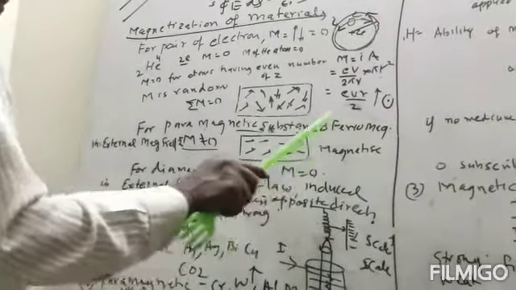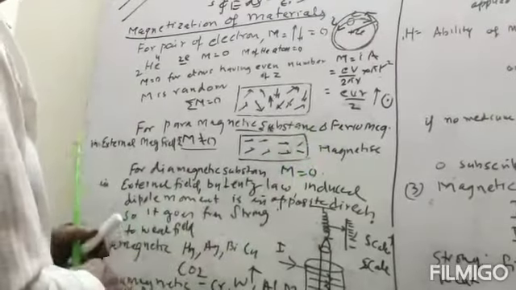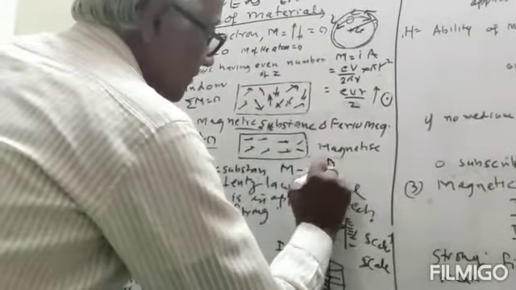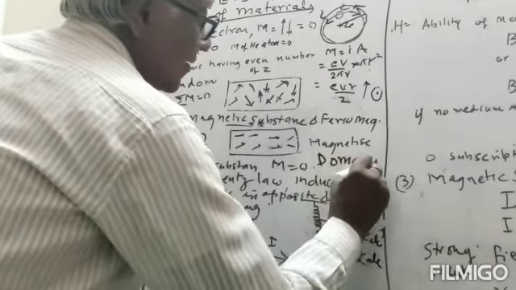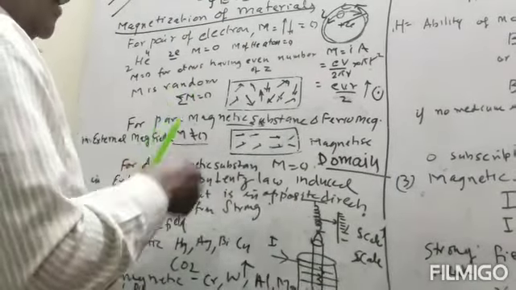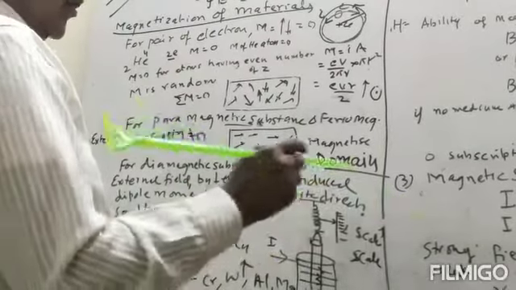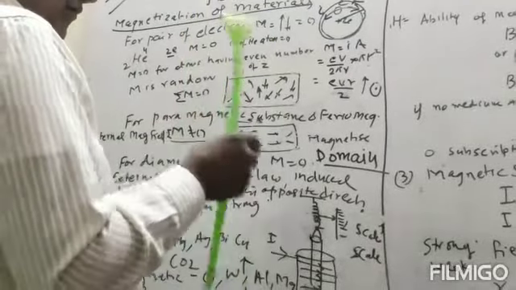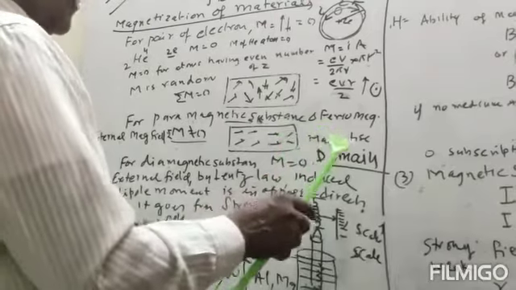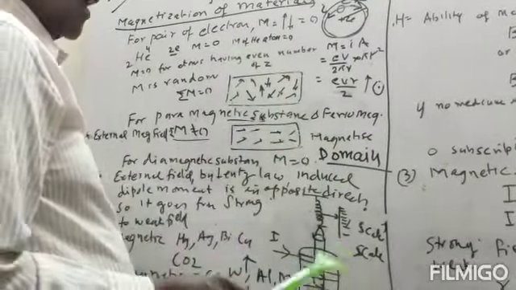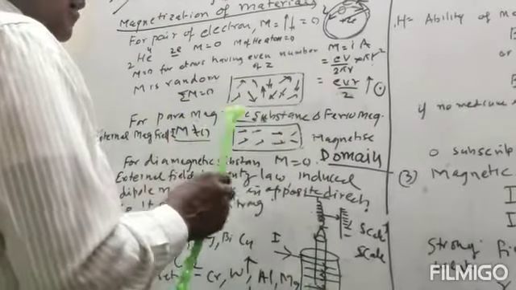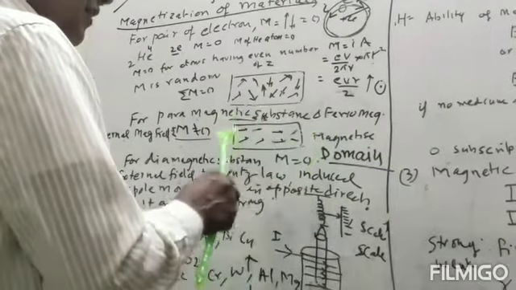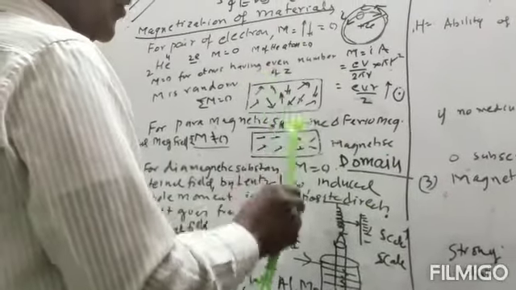Now in the case of a ferromagnetic substance, we explain by the theory of domains. What are domains? Domains are very small volumes in which the direction of the magnetic moment is the same. When no magnetic field is applied, the domains are random. But when we apply the magnetic field, the domains will try to be in the direction of the magnetic field. So the magnetic moment will increase.